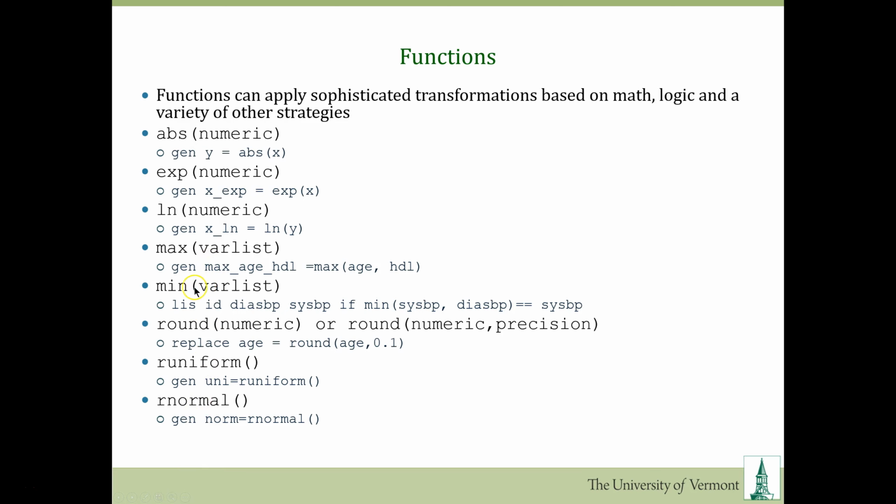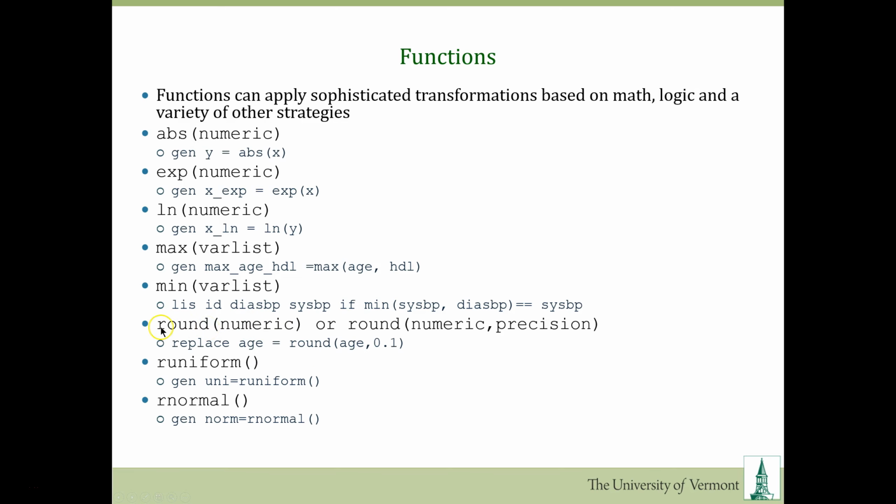We can do the same thing with minimum, and it might be a handy function to have. For instance, we might not create a new variable, but just list the results of problem cases with a test. So perhaps we want to know the subject numbers and their blood pressures if the minimum of their systolic and diastolic is their systolic. In other words, their systolic is less than or equal to their diastolic. And I'll leave that for you to run at home.